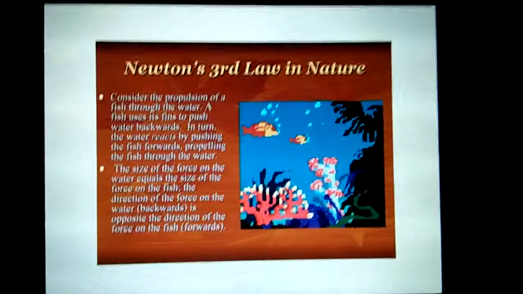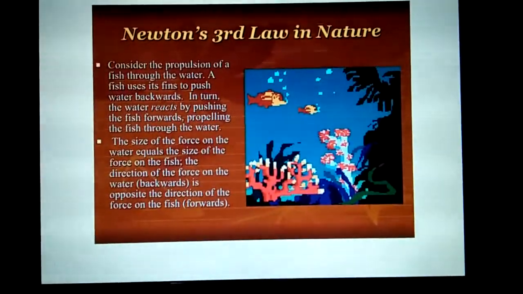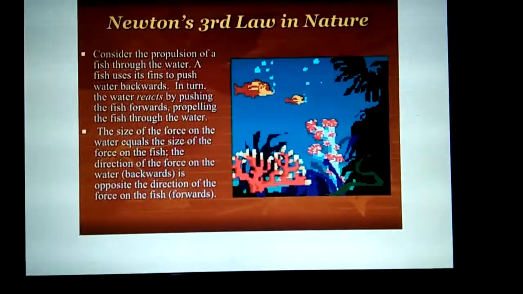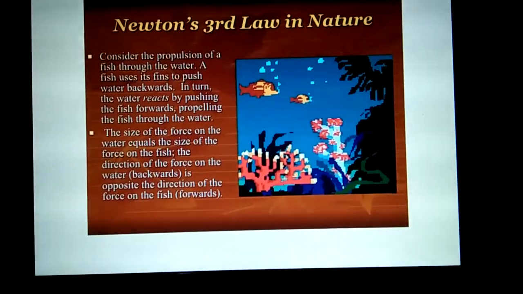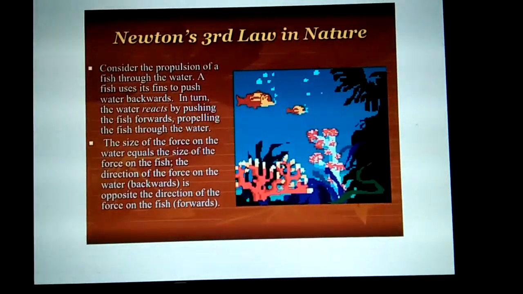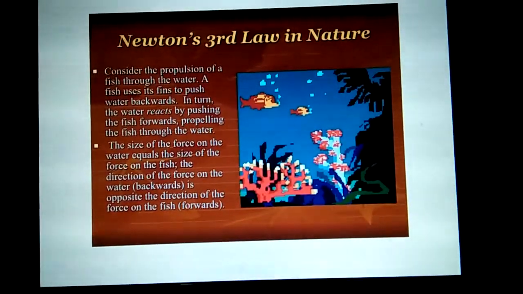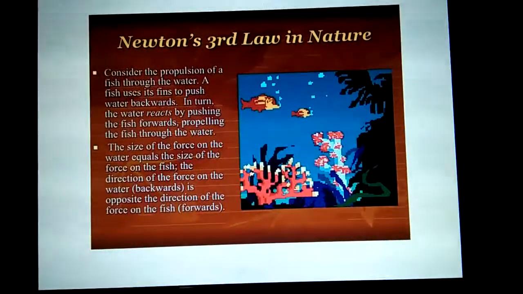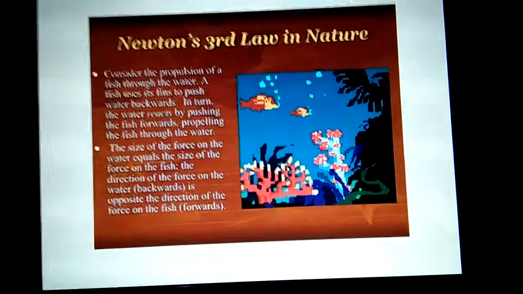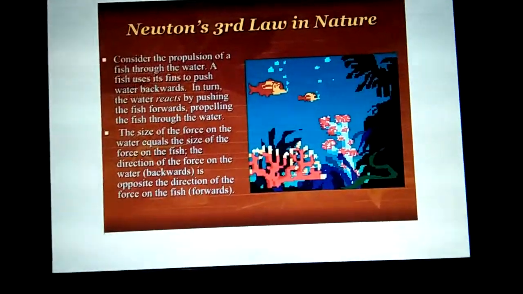So, Newton's third law in nature. As you can see in the picture, consider the propulsion of a fish through the water. The fish uses its fins to push water backward. In turn, the water reacts by pushing the fish forward, propelling the fish through the water. The size of the force of the water on the fish equals the size of the force of the fish on the water, and the direction of the force on the water is backwards, in the opposite direction from the force on the fish, forward.